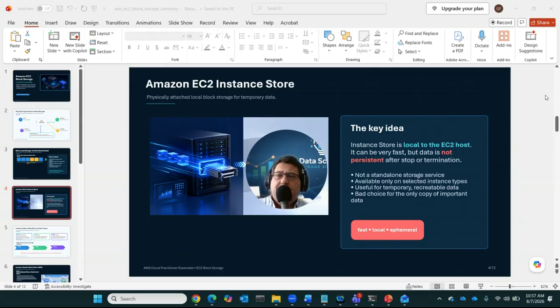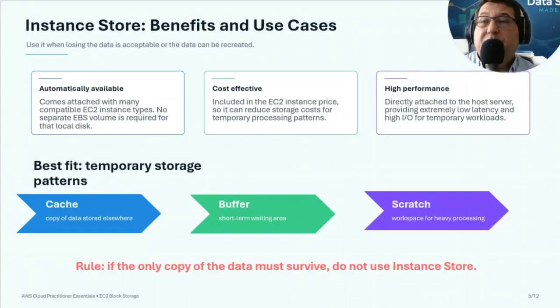Now we're going to analyze instance store benefits and use cases. Although instance store is temporary, it can still be extremely useful. The deciding question is, can the application afford to lose this data, or can the data be recreated? When the answer is yes, instance store may be an excellent choice. The first benefit is that it is automatically available with many compatible EC2 instance types. The local storage is already part of the underlying host configuration.